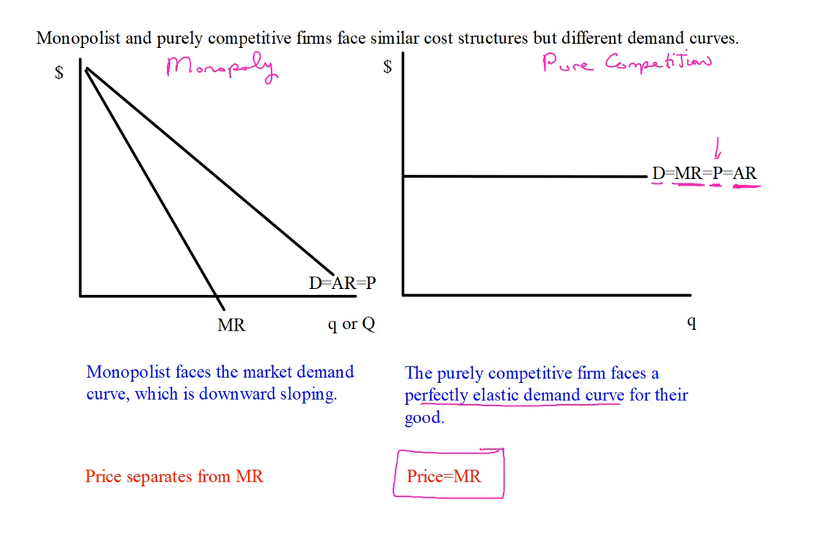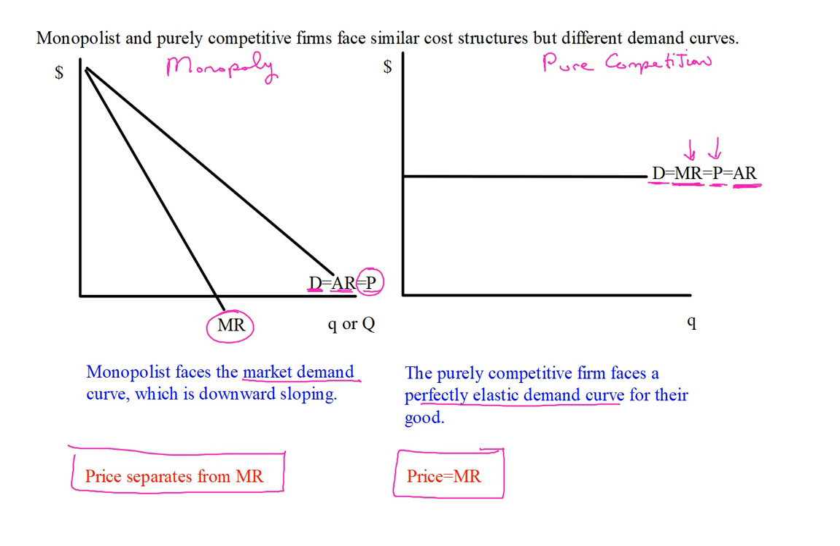And we can see it up here. It's not just price equal to marginal revenue. Everything, demand, marginal revenue, price, average revenue are all the same. However, the monopolist faces the market demand curve, which is downward sloping. That's going to change everything, and that's going to separate the price from the marginal revenue. In fact, it's going to separate marginal revenue from everything else. Marginal revenue is going to separate from demand, from average revenue, and from the price.